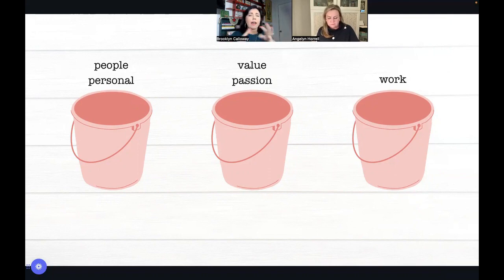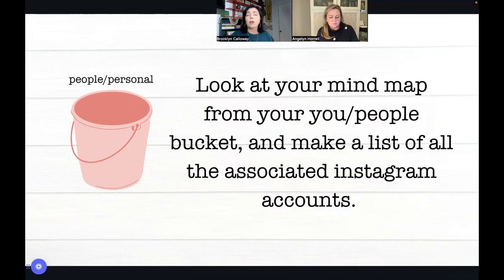And so whatever your buckets are, you were asked at the end of that class to create mind maps in order to generate unlimited ideas of what to post. What I want you to do now is look at those mind maps through a different lens. I want you to look at that mind map from your people bucket, your personal bucket, and make a list of the associated Instagram accounts with every single bubble on there.